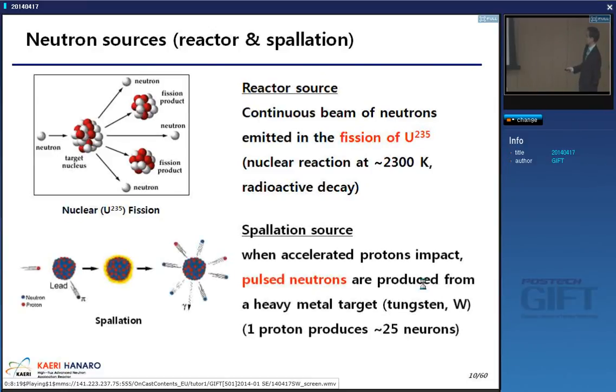Another neutron source is the spallation source. Accelerated protons impact a heavy target material like tungsten or lead, which is agitated, and then neutrons come out like a pulse, pump, pump, pump, like that. So there are two kinds of process. One is the reactor-based source, which is very continuous and slow. The other is the spallation source, which is like a pulse. One impact of protons produces about 25 neutrons coming out in each pulse.